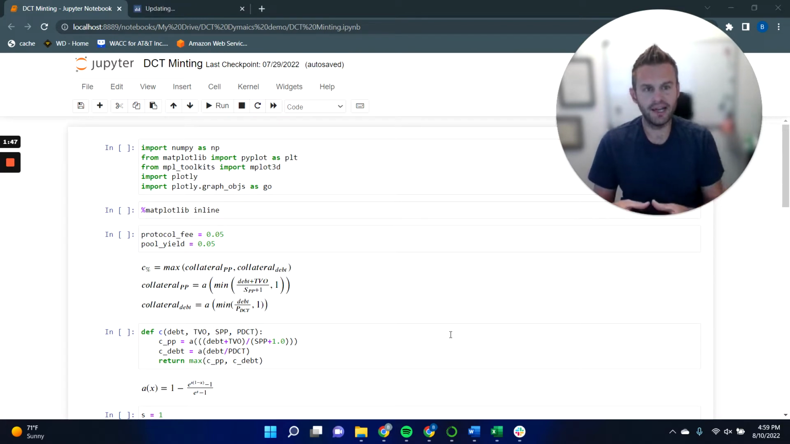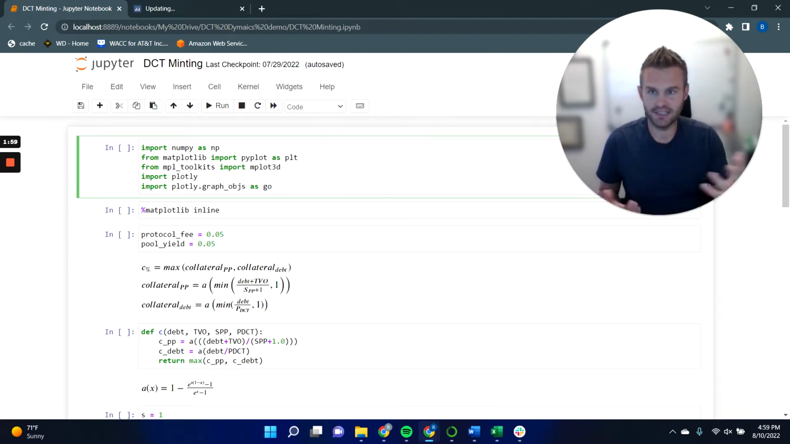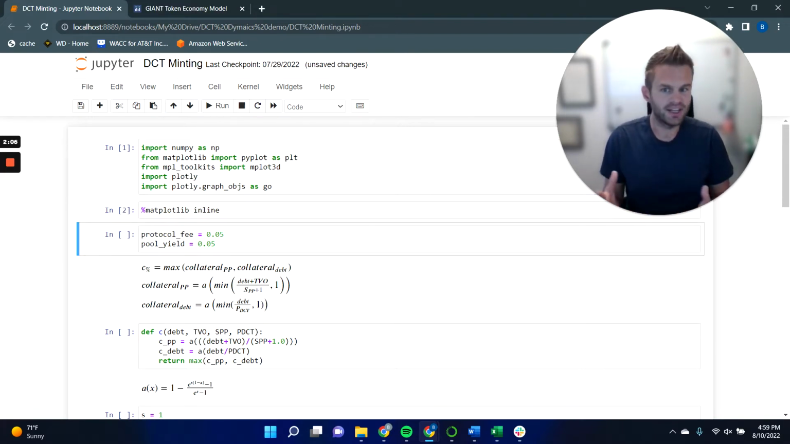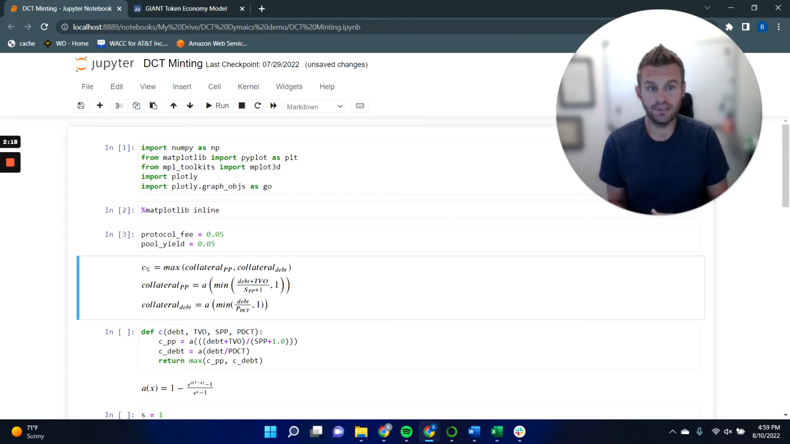So what determines how much the provider gets in that initial tranche? Well, it's going to be a function of a few different variables, and I'm going to talk you through some of those right now. To do that, I'm going to use this Jupyter notebook, which I'll make available attached to this video. But in short, we're going to start out with a definition of the protocol fee and the pool yield. In the white paper, we have a 5% protocol fee and a 5% pool yield fee. Let's define those. And then we define the amount of collateral that we're going to hold aside against potential refunds.